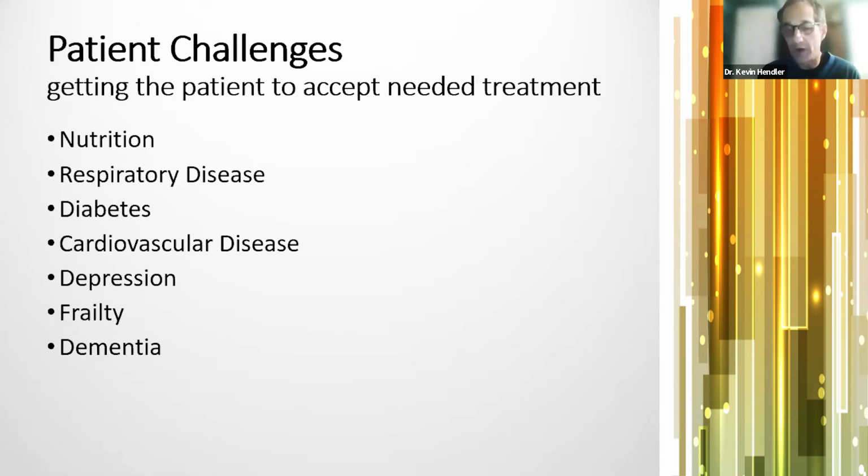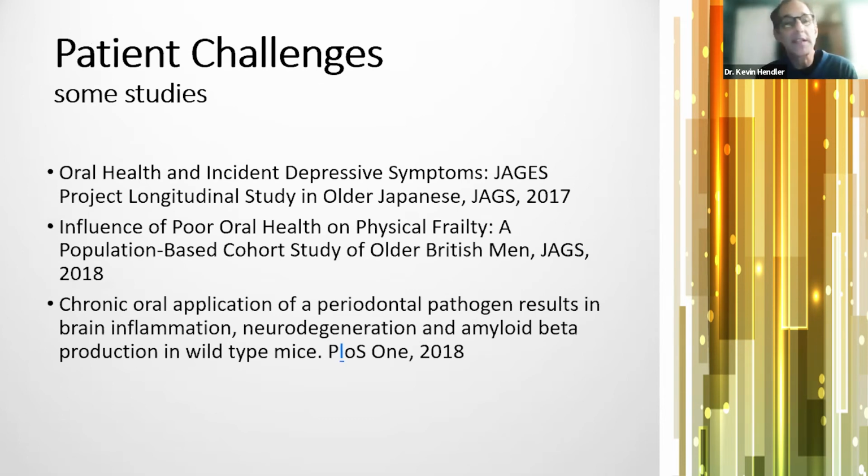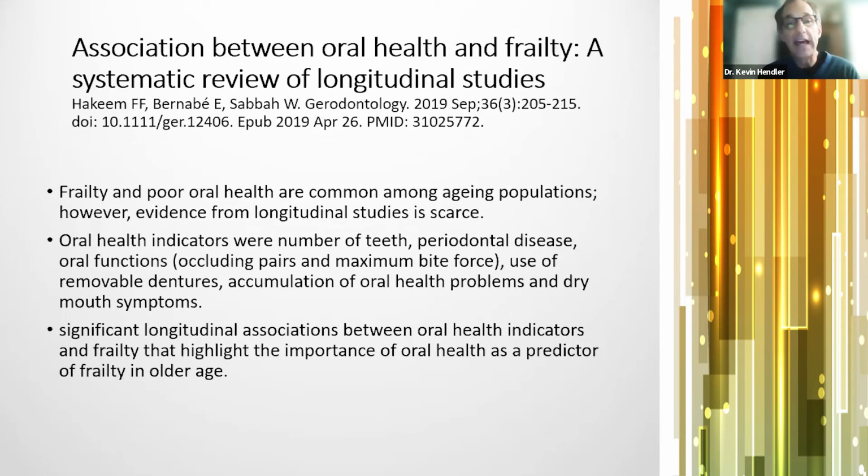And then depression, frailty, dementia, a couple more studies. A lot of this is new stuff. So this is 2017, oral health and the incident depressive symptoms, a longitudinal study. In 2018, the influence of poor oral health on physical frailty. In 2018, chronic application of a periodontal pathogen results in brain inflammation, neurodegeneration, amyloid beta production. So there's definitely connections. I bring up frailty because frailty is a significant issue in older adults.